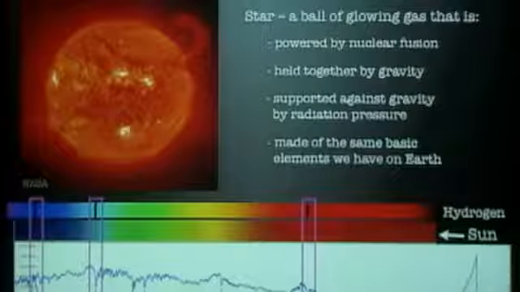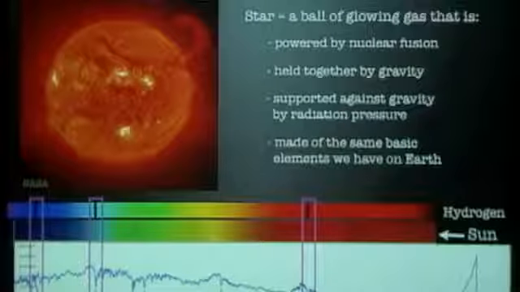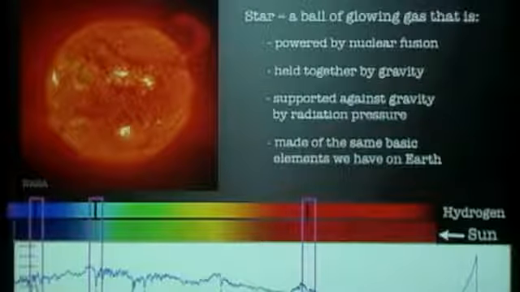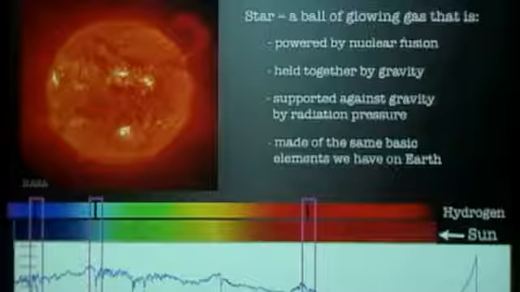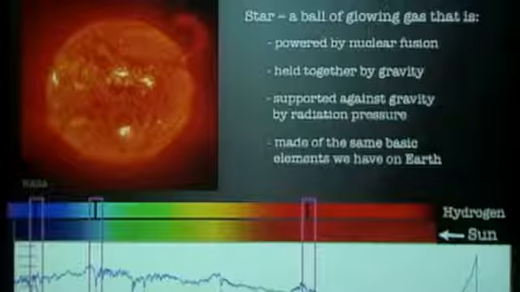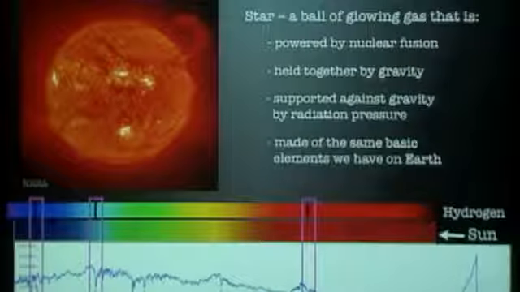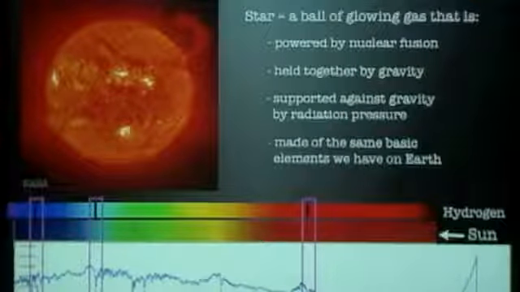And we see these same patterns everywhere we look. So stars in our own galaxy, stars in other galaxies, we see these same sets of fingerprints of the basic atomic elements. And that tells us that our sun, the stars in our galaxy, the stars in other galaxies are made of the same sets of basic elements that we see here on the Earth.